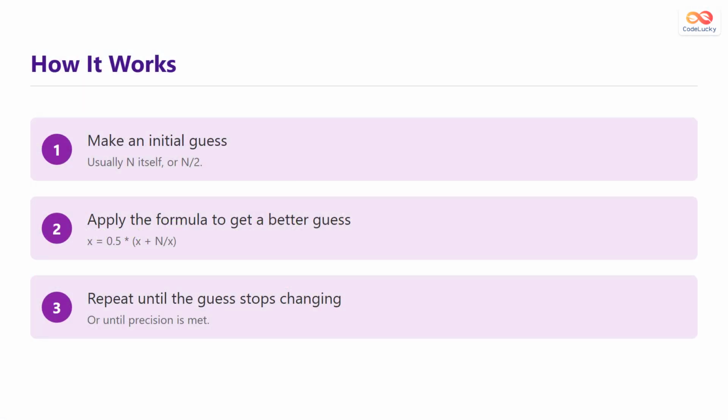The algorithm is simple. First, we make an initial guess. This could be the number itself or half of it. Second, we apply the formula to refine that guess. Third, we repeat this process until the guess stops changing significantly. This is what we call convergence.